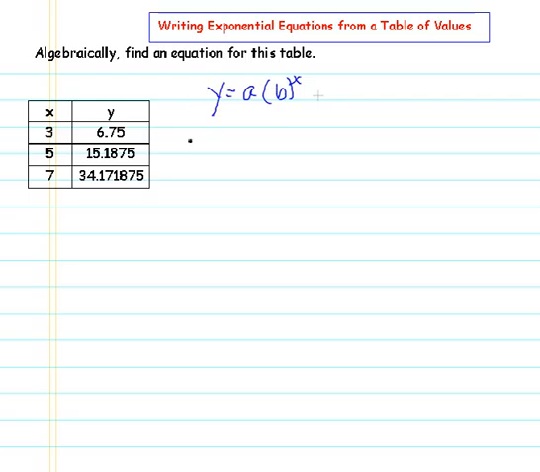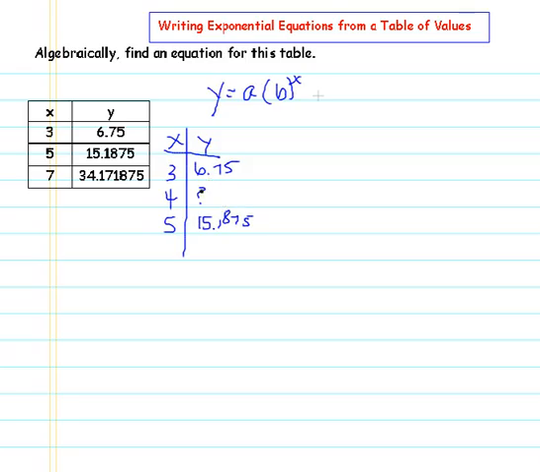So let's begin by rewriting this table, including those values that we're missing. I'm going to rewrite this as 3, 4, 5, and I guess I don't need to write all of them because I won't be using all of the values, but I'll probably use the first one, 6.75. The second one, I don't know that yet, I'll find it. And then the fifth one is 15.1875.